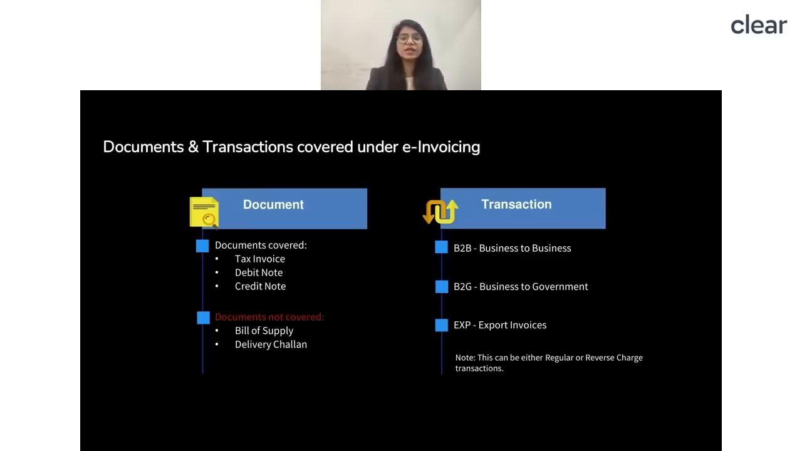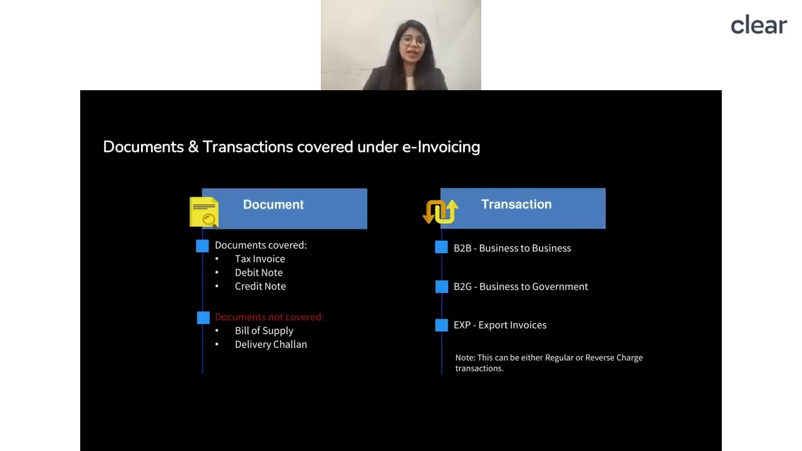So the answer over here is this is considered as a B2G document, which means it's business to government. So here we are required to generate the e-invoice, looking into the recipient, right? They are registered, but they are registered as a tax deductor, but still we are required to generate the IRN in this particular scenario. So if you ask me whether I'm required to generate IRN or not, the answer is yes, we are required to generate the IRN.